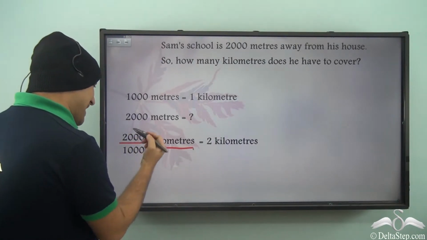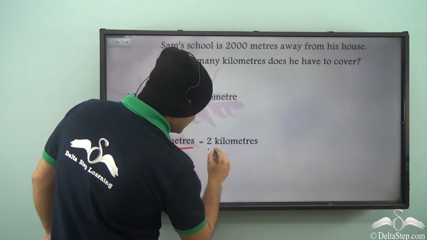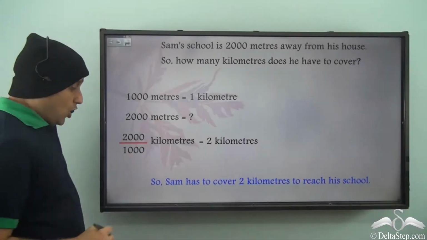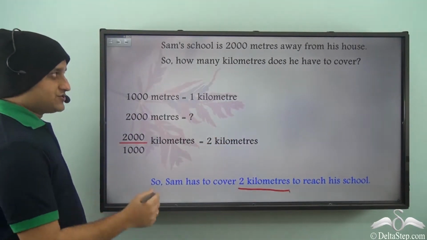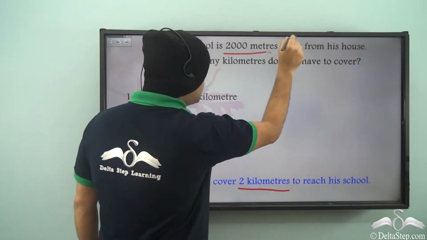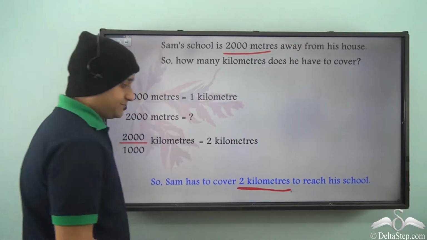So, 2000 by 1000 converts to 2 kilometers. So, Sam has to cover 2 kilometers to reach his school. So, 2000 meters in kilometers is 2 kilometers.